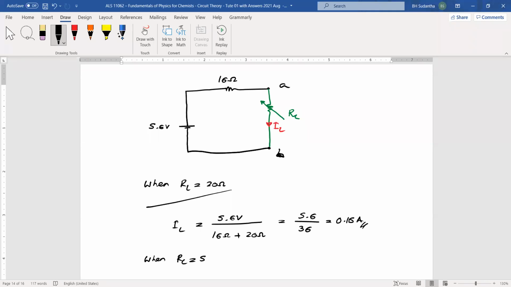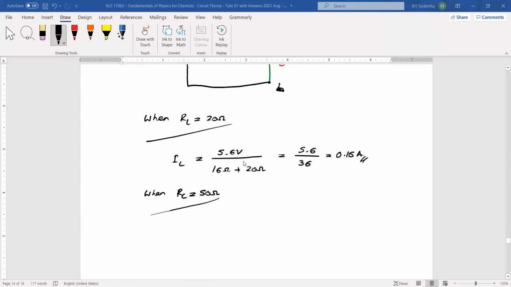Then RL is 50 ohms. Yes. This is IL, which is 5.6 volts divided by 16 ohms plus 50 ohms.